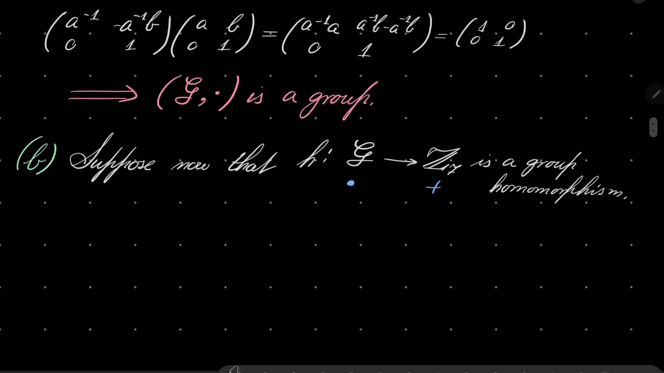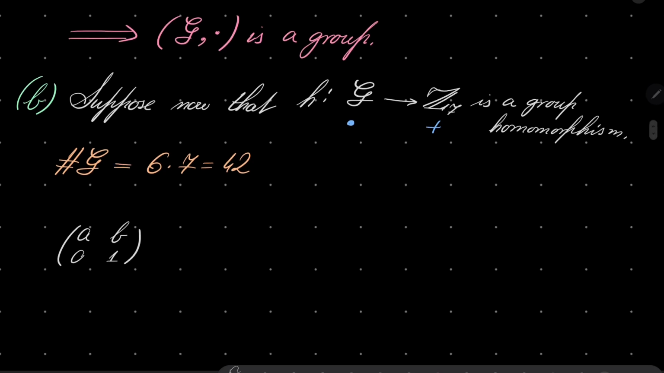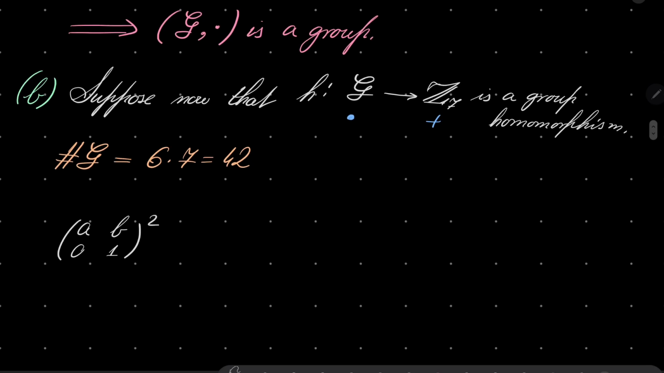Alright. First, what's the cardinality of G? Well, if you think about it, we have two parameters, A and B. A can be from 1 to 6, B can be from 0 to 6. So the cardinality of our group is 42. Now, let's take any matrix whatsoever, (A, B; 0, 1), and I wish to raise it to the 6th power. You will see in a moment why. So first, let's compute its square.